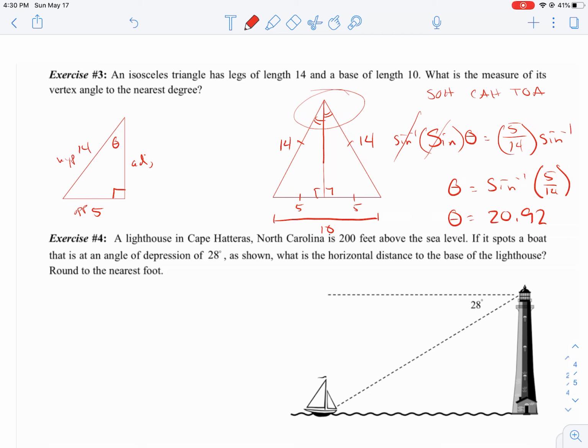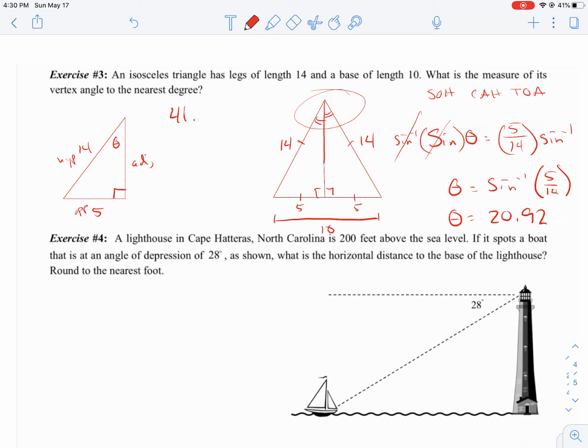So you got to remember, with our isosceles, when we make that height, because that's what that line down the middle really is, it's the height of our triangle. It splits not only that angle, but these two sides down here. So which means we're going to have to take that 20.92 and multiply it by 2. And so you get 41.84, and it says rounded to the nearest degree, 42 degrees.